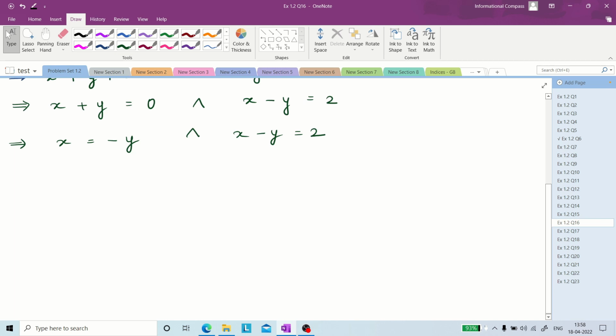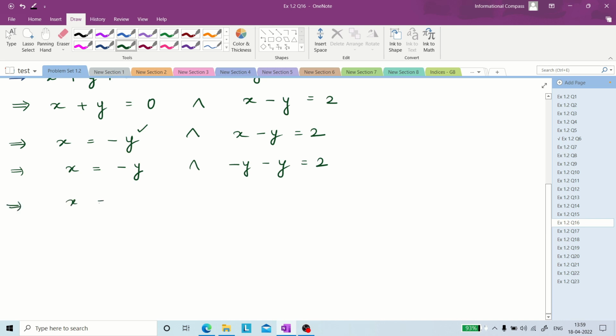Great. Now what are we going to do? We are going to use this part here in the next intersection. So I'll write it down. Please solve it along with me. x is equal to minus y intersection minus y equal to 2. I hope you have understood this. You have substituted the value of x as minus y and you're getting the answer.